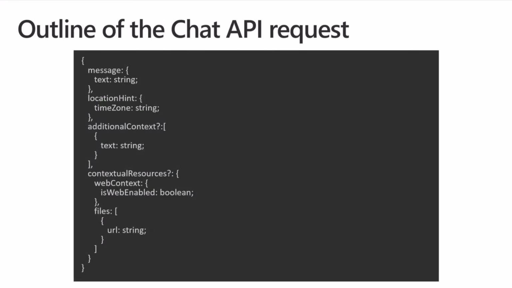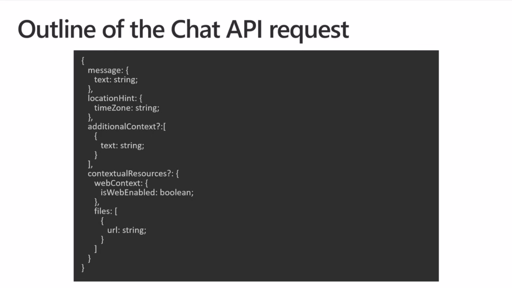So when you make a request, just to give you an idea, the request for a chat message will be made of the text message itself. So we could say the prompt of the user, okay? So you collect the prompt and you put it inside the message text property. The location hint property is the one you use to instruct the Copilot chat engine about the time zone you want to use in the response. And then additional context is really useful whenever you want to add specific contextual information to the Copilot chat API.